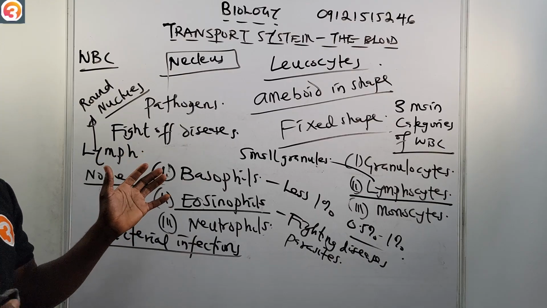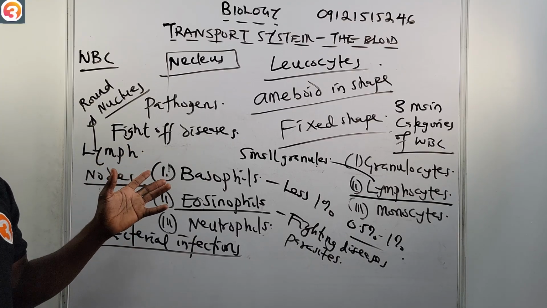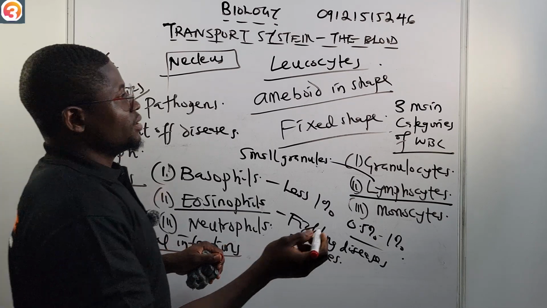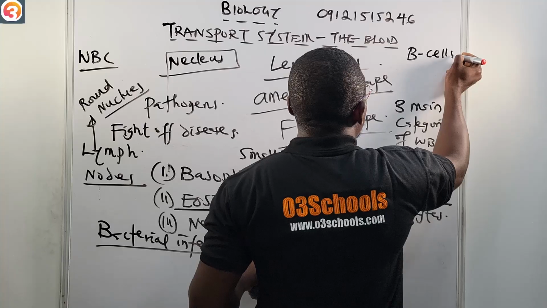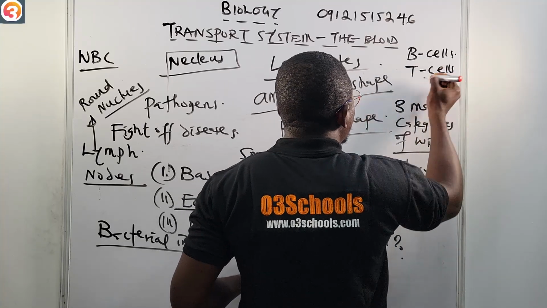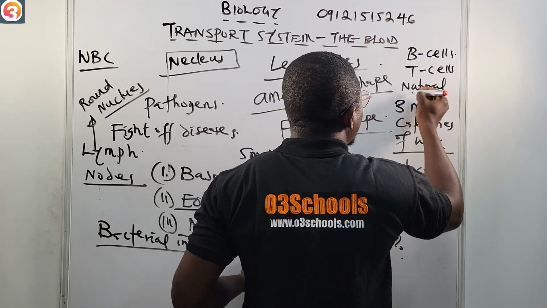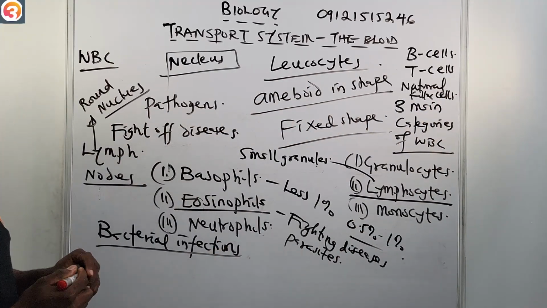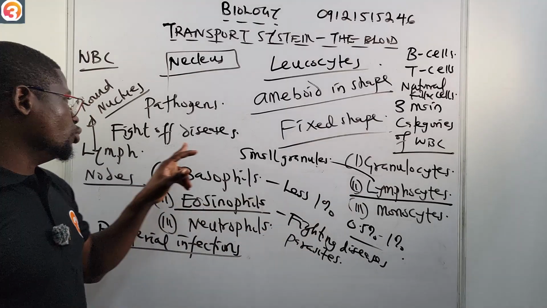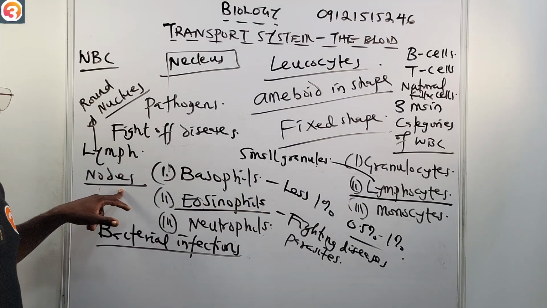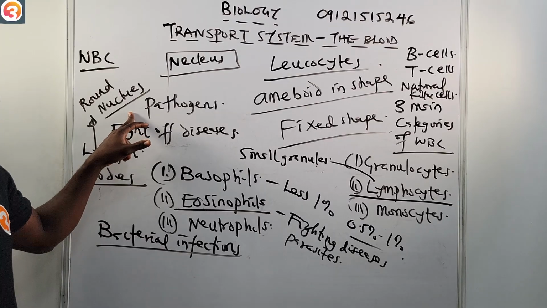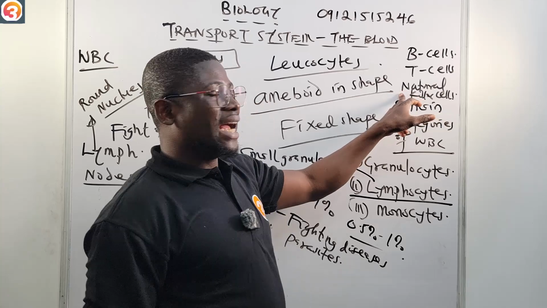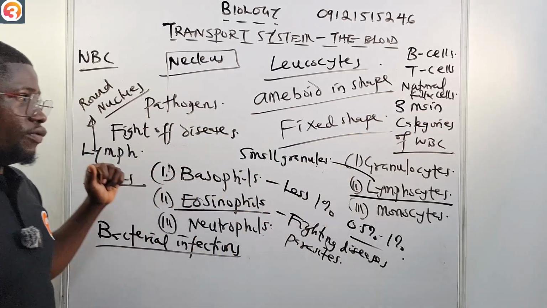What's very important about them is that they are categorized into three. Number one, we have the B cells. We have the T cells. We now have the natural killer cells. That's the classification of the lymphocytes. They are formed in the lymph nodes, and they have a round nucleus. They are grouped into three: the B cells, the T cells, and the natural killer cells. Please take note of that.